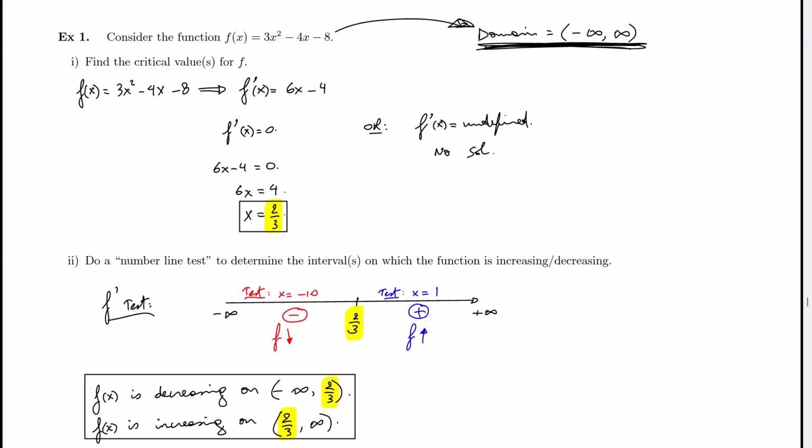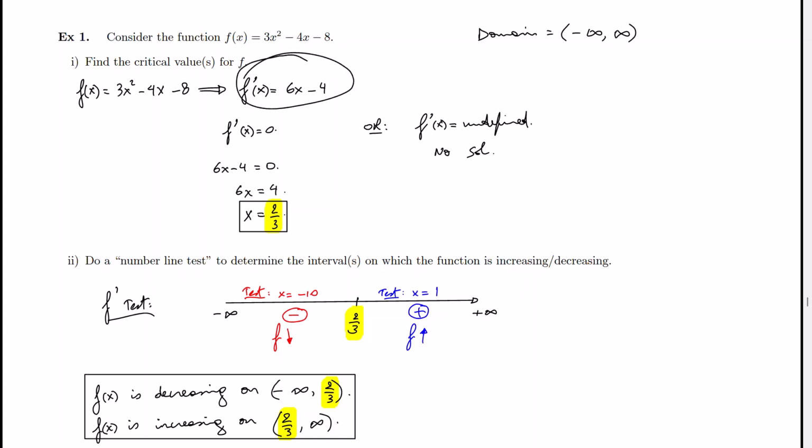Because if they wanted me to find the maximum or minimum on a specific domain, then they would provide the interval for me. So in part number 1 of this question, it says find the critical values of the function f of x. And to find the critical values is the same standard procedure that we did before. We're going to find the derivative and figure out what makes it equal to 0, what makes it undefined. In this case, the derivative of 3x squared is simply 6x. The derivative of 4x is 4, and the derivative of negative 8 is 0, which we typically don't write, and so the answer is just 6x minus 4.